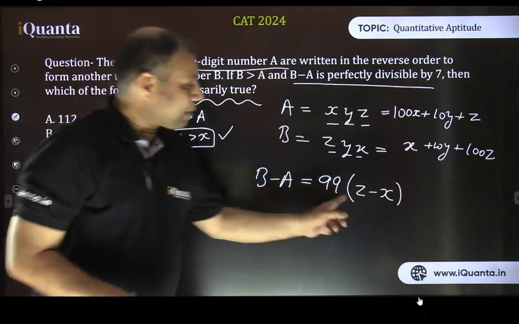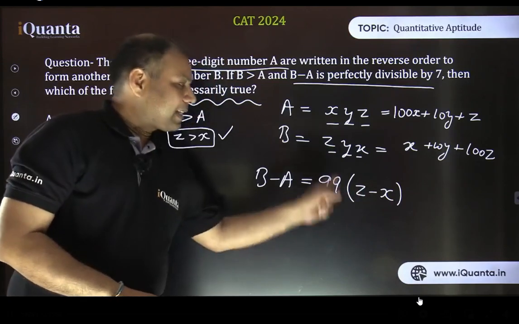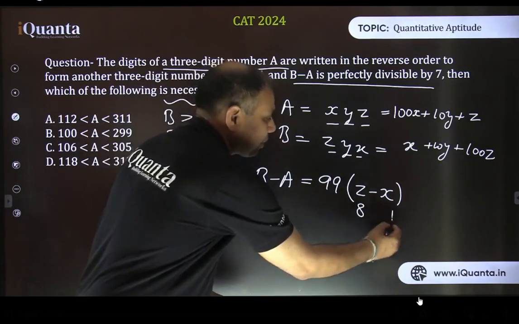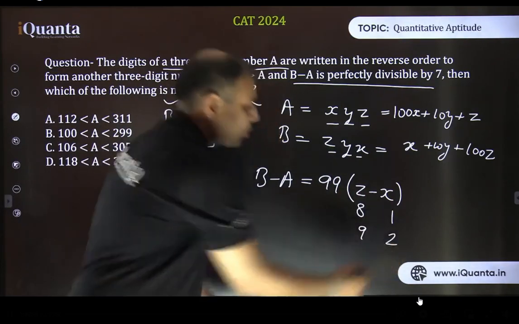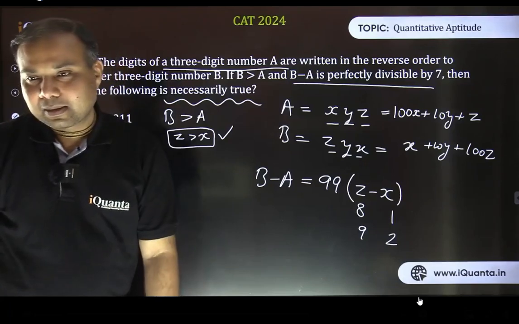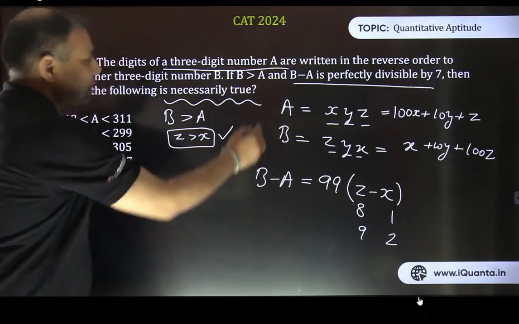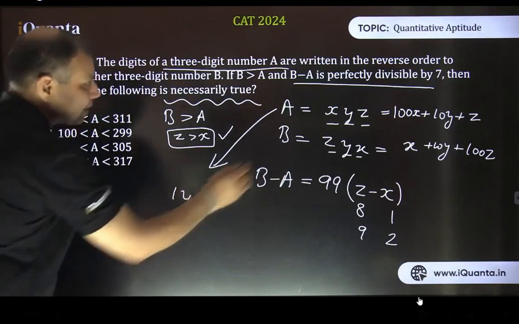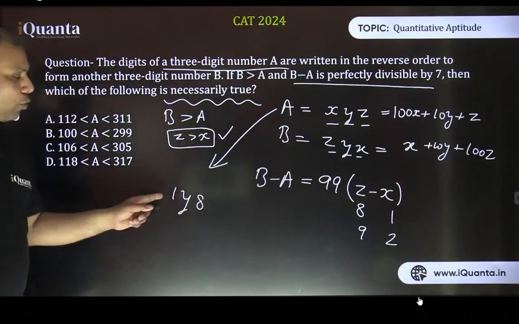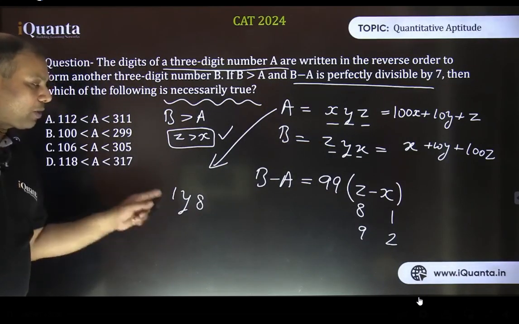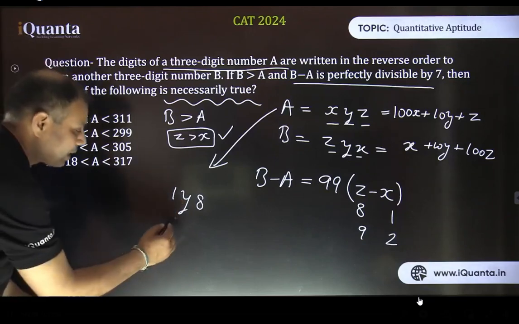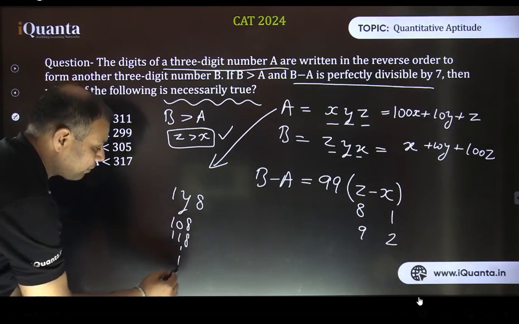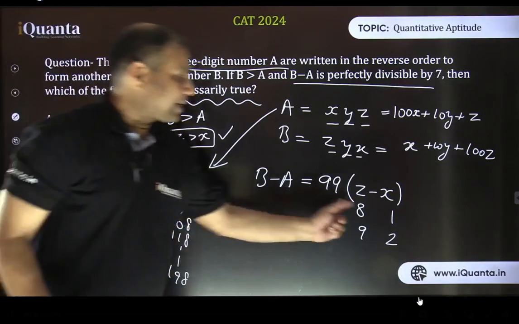So basically, Z minus X should be 7. So if I take Z to be 8, then X should be 1. Or if I take Z to be 9, then X should be 2. So that the difference is 7. Okay, so let's come to the number now. The original number A. What can the value of A be? If X is 1, Y may be anything, and Z would be 8. So Y can be anything from 0 to 9. So 108, 118, 128, and so on up to 198. That is the first case.